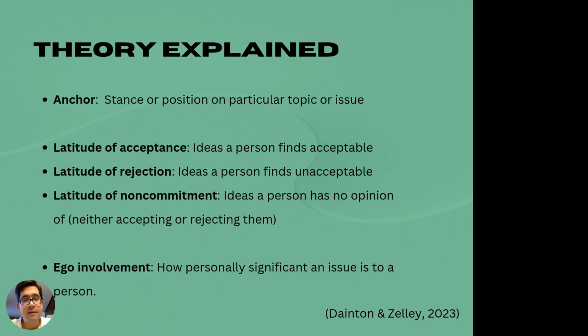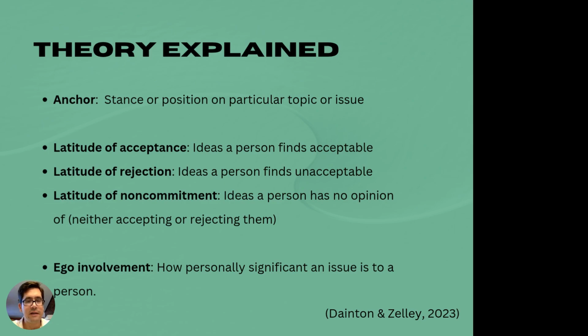Diving deeper into these themes, based on some of the terminology defined by Dayton and Zelli: anchor is a stance or position on a particular topic or issue, which social judgment theory argues can be mapped into 3 categories: the latitude of acceptance, which is ideas that a person finds acceptable; the latitude of rejection, which are ideas a person finds unacceptable; and the latitude of non-commitment, which are ideas a person has no opinion of, neither accepting nor rejecting them.